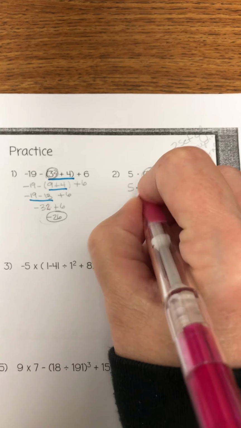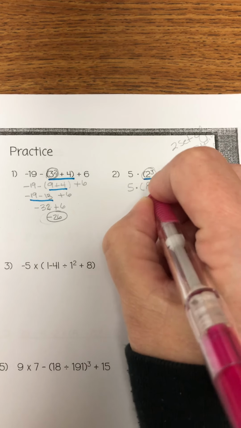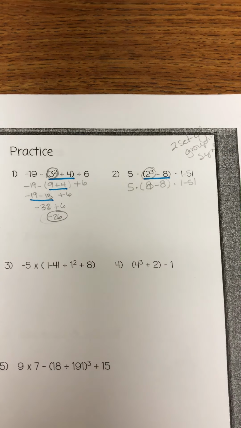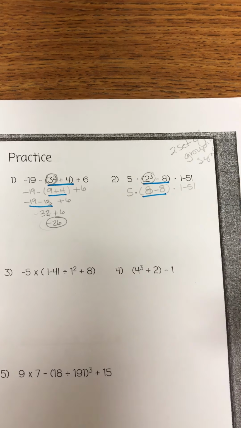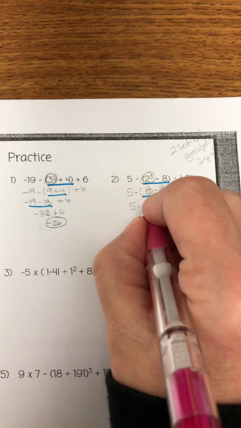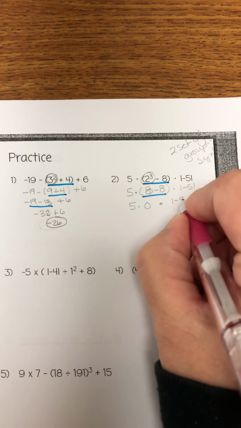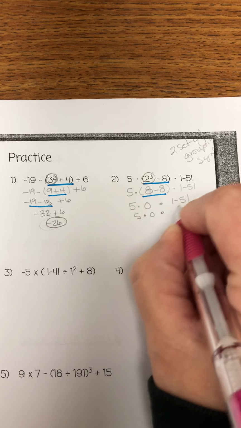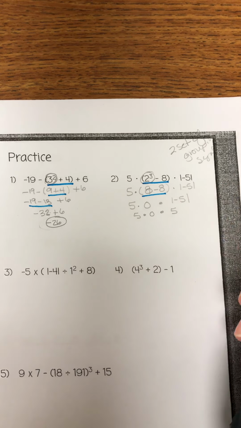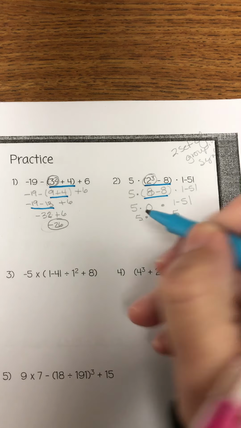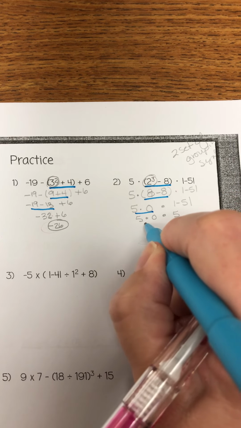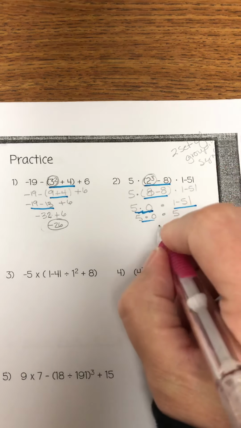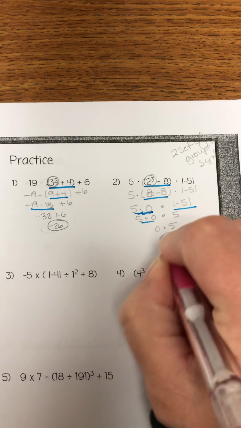So 5 times 9, I'm sorry, that's 8. 8 minus 8 times the absolute value of negative 5. So let's take care of those first. So 5 times 0 times the absolute value of 5. So now you have 5 times 0 times, and the absolute value of negative 5 is 5. I'm sorry, I forgot to do my symbols. All right, so now we're going to multiply, so that's 0 times 5, which is 0.